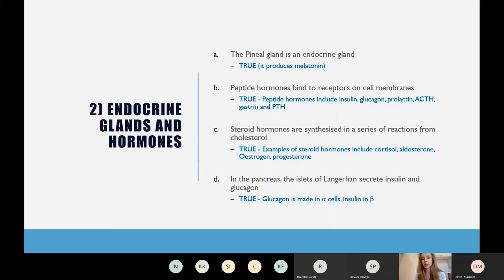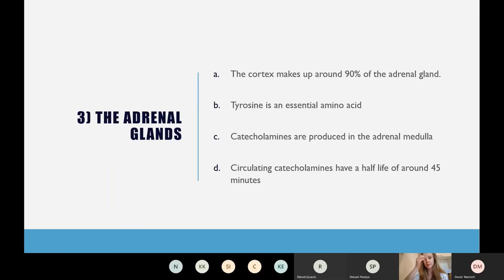And again, D is true. The islets of Langerhans secrete insulin and glucagon. Glucagon is made in alpha cells, insulin in beta cells. And then the last MCQ question. Regarding the adrenal glands, A, the cortex makes up around 90% of the adrenal gland. B, tyrosine is an essential amino acid. C, catecholamines are produced in the adrenal medulla. And D, circulating catecholamines have a half-life of around 45 minutes.